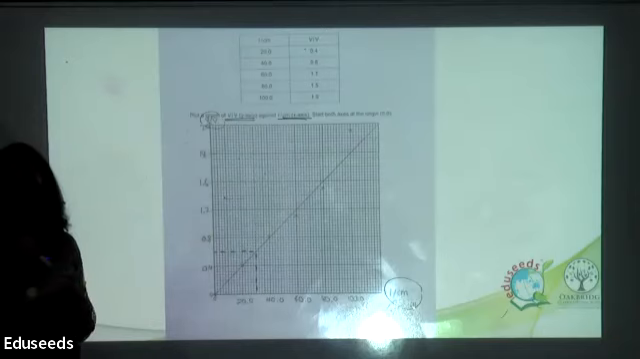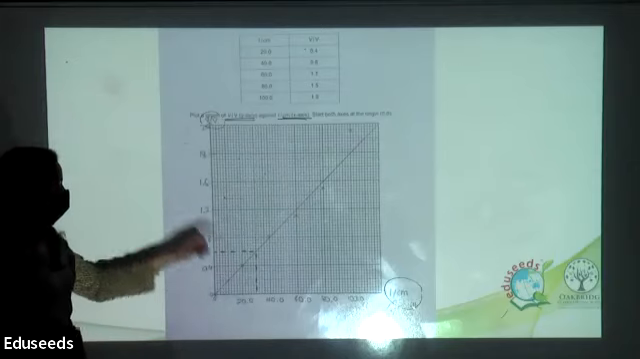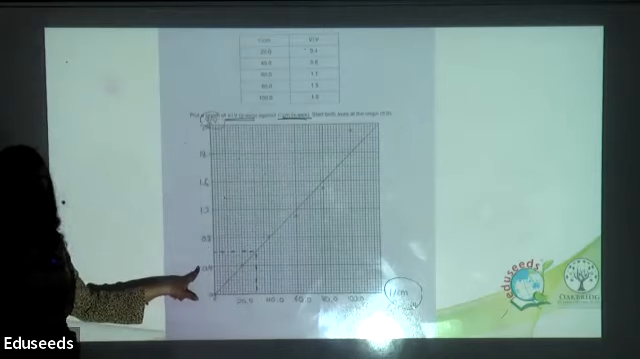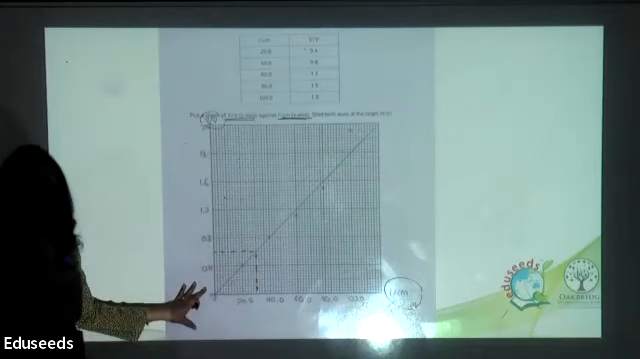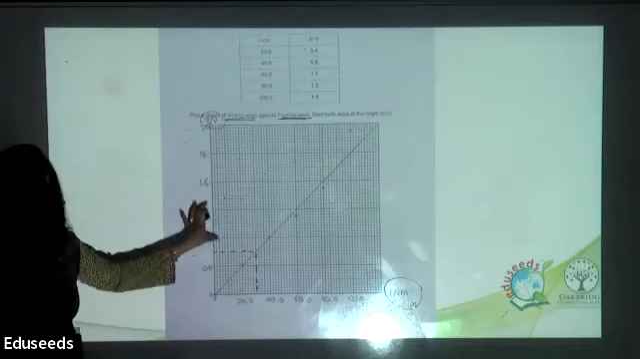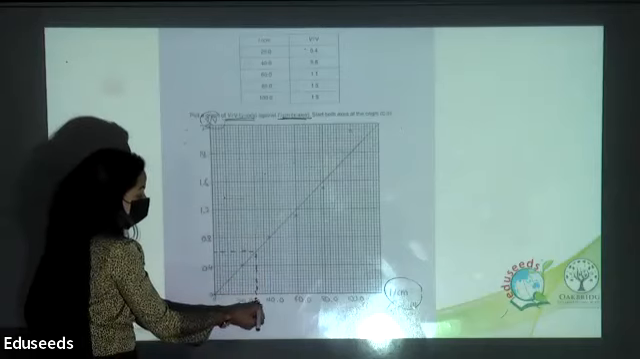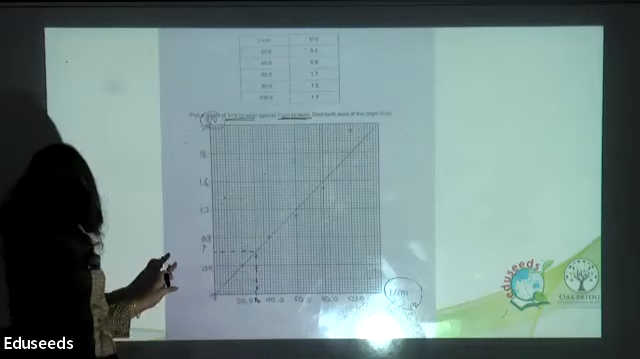Sometimes they ask you to find a value. For example, at 30 centimeter, what is the voltage? So you have to show on the graph that you have identified the value based on the graph and make sure you label it, like 30 centimeter. So here, what's the value?